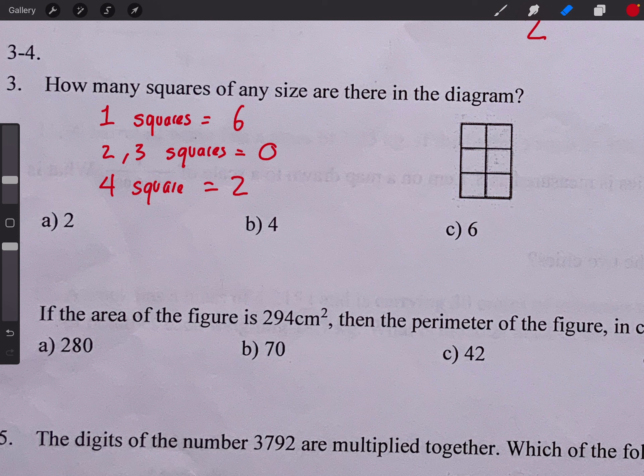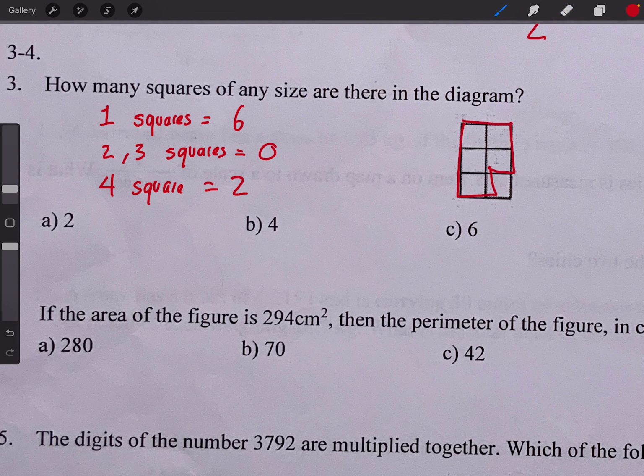Is there any 5 squares? No such thing as a 5 square. Otherwise, it looks like this. That's not a square. 6 squares. 6 square looks like this, which is not a square as well. So that's all we got. So we add them all together. 6 plus 2, 8.